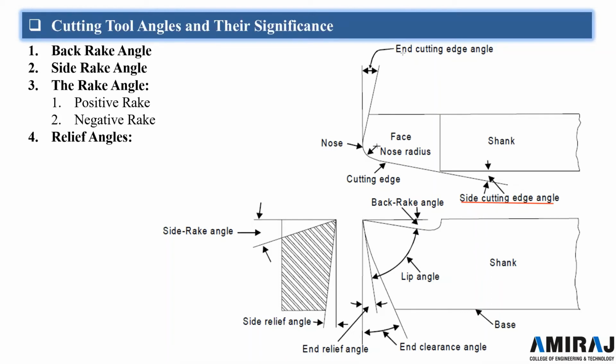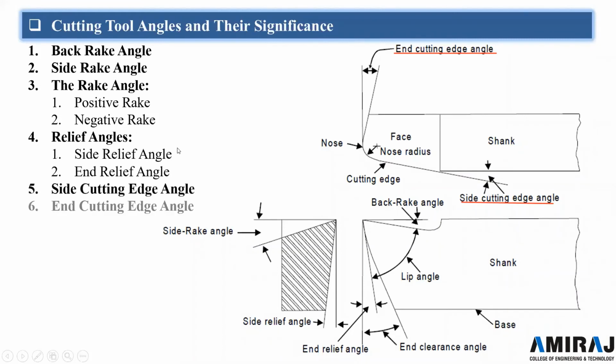Now, another one is the end cutting edge angle. The function of the end cutting edge angle is to prevent the trailing front cutting edge of the tool from rubbing against the work, and a large end cutting edge angle unnecessarily weakens the tool. Okay, so it varies from 8 to 15 degrees, and the last one is the nose radius. As we can see, this is the nose part, and the nose of the tool is slightly rounded in all the turning tools.